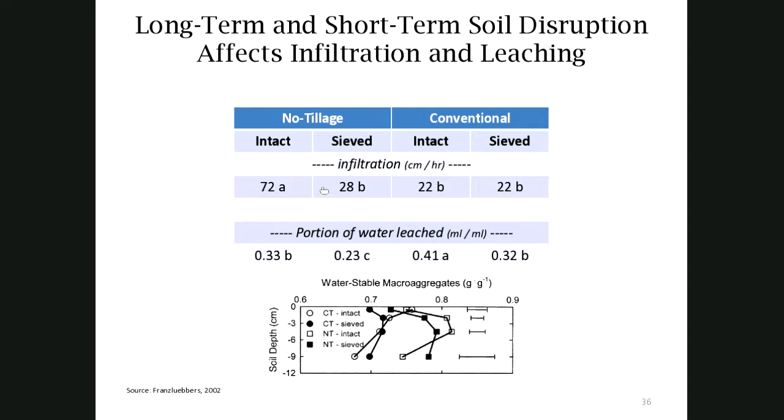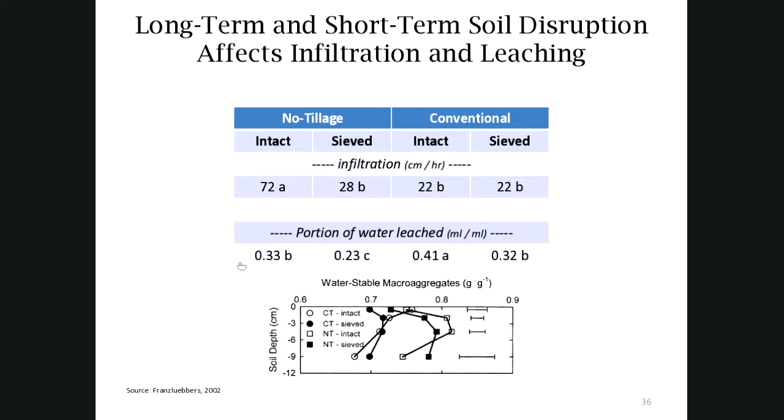So here at the top we have infiltration. Again, no tillage on the left and conventional on the right, right? And we see, again, there is a big difference in infiltration. This is in centimeters per hour between the conventional and the no-till. But if you look at the disturbance, the long-term disturbance, there's a significant difference. Then if you look within tillage, there is a big difference in the no-till. So you have good aggregation, you disturb it, and you're losing that capacity to infiltrate the soil, whereas in the conventional, it did not matter.